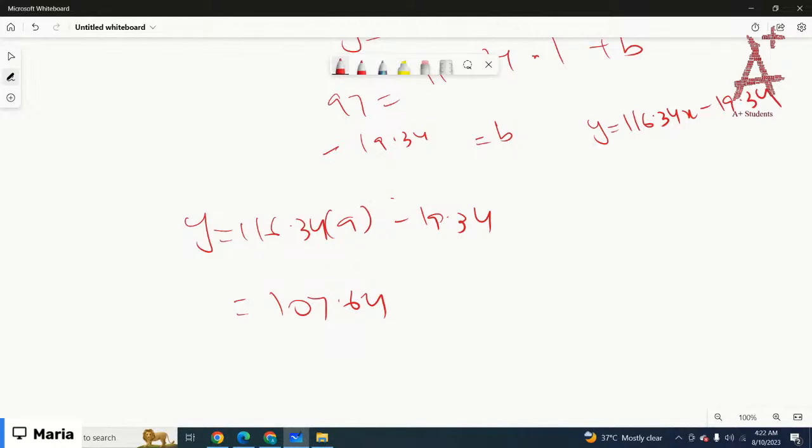Now you have to calculate the value with 1252 instead of y, right? So it would be 1252 equals 116.34x minus 19.34. Just calculate the x, right? So it would be x equals 10.92. That means the workers can produce 1252 chairs in almost 11 days, right? Okay.